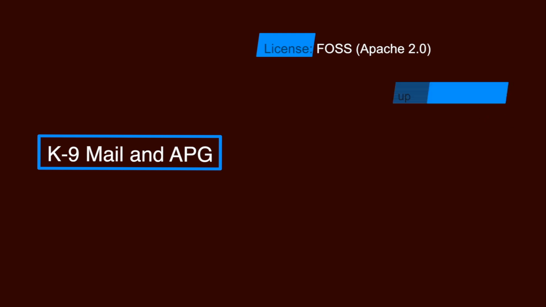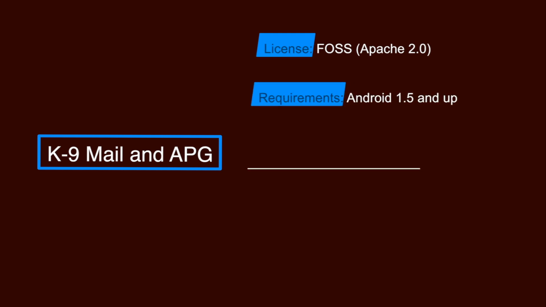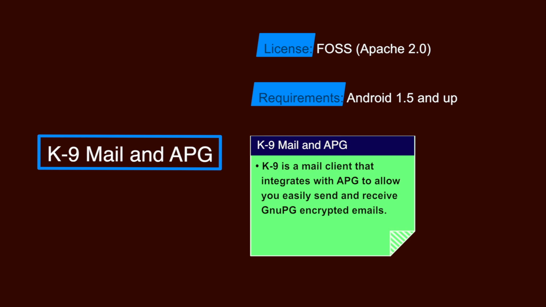K9 Mail and APG. Again, these are FOSS software, and the requirements are Android 1.5 and upper versions. K9 Mail is a mail client that integrates with APG to allow you to easily send and receive GnuPG encrypted emails.